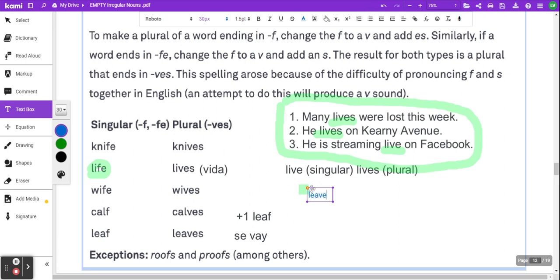Leave it here. Leave it there. Leave me alone. Yes, leave me alone. A mí me gusta decir esto. Leave me alone.